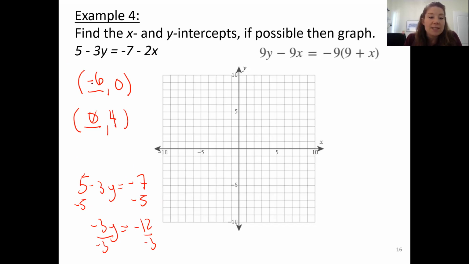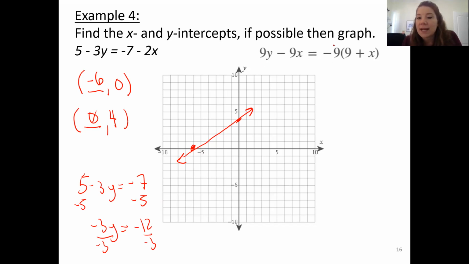So I'm going to go left 6, and then not up or down. The second one, I'm not going to go right or left. I'm going to go up 4, and there we go. That's it. Hopefully you guys got that right.